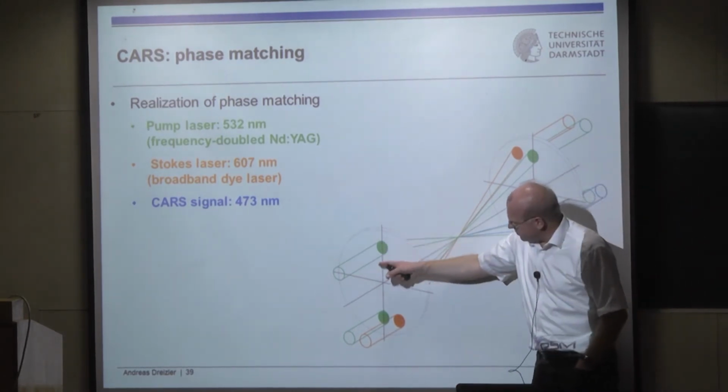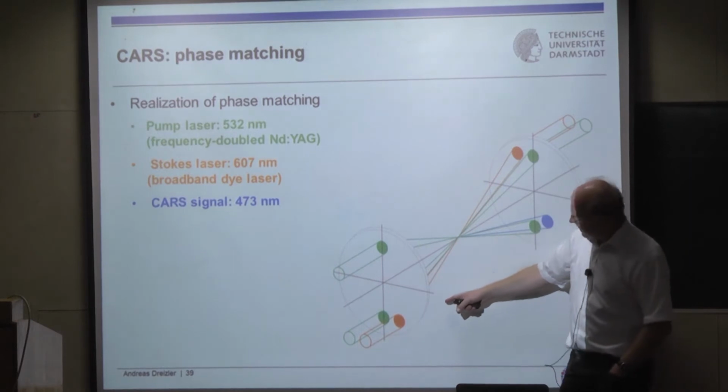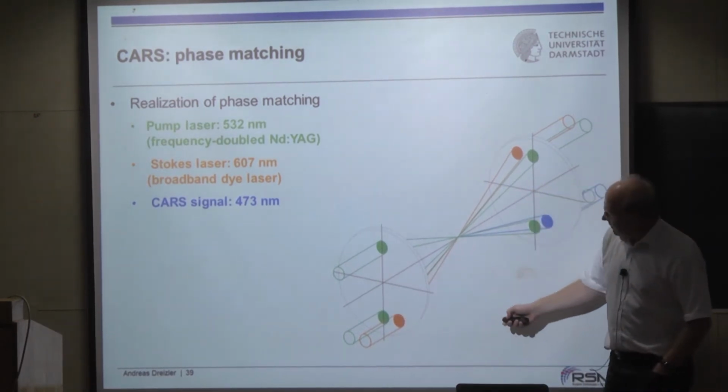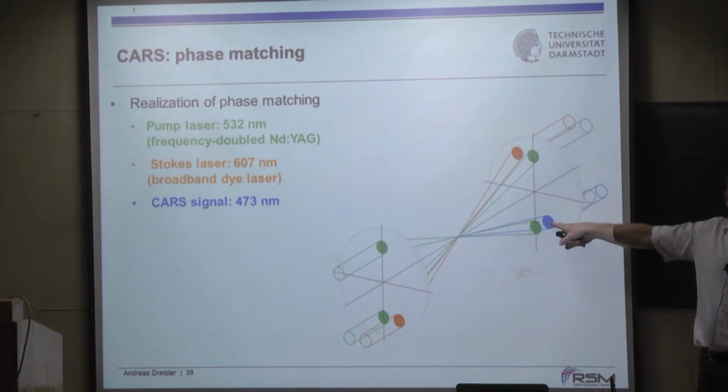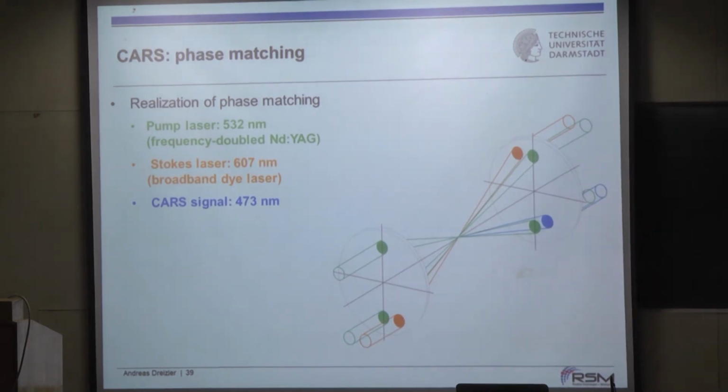You have here the two green beams from one YAG laser. You have here the dye laser, and they are arranged not arbitrarily, but in such a way that you fulfill the phase matching, the momentum balance, and then you create in one direction your signal beam. And this signal beam, if you do it in that way, is not overlaid to the other beams. It is separated. Yeah? It does have a different wavelength, and it is coherent. And that is one of the big advantages as well.